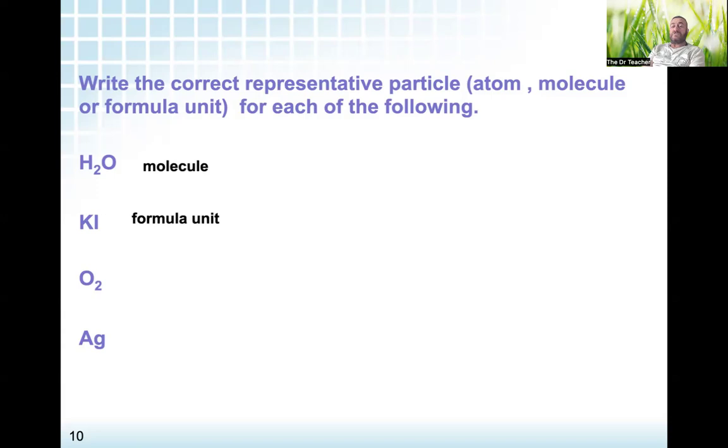KI is a formula unit. Why? Because it contains ions: potassium ion and iodide ion. O2 is a diatomic molecule. It's a molecule, but diatomic. And silver is an atom.